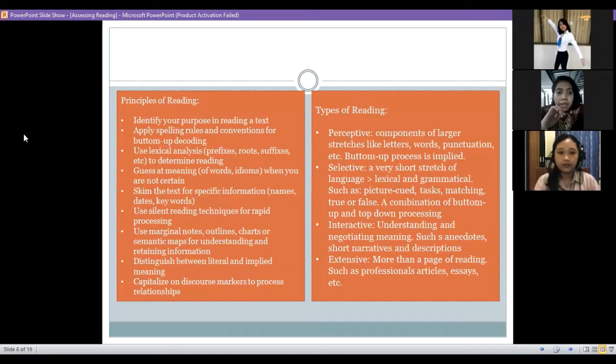It's such as anecdotes, short narratives, and descriptions. And the last is extensive. Extensive means that you focus more on your reading. It's more than a page of reading, such as professional articles, essays, or maybe research, something like that. So you take your reading more than a day, more than 2 days, and more than a page exactly.